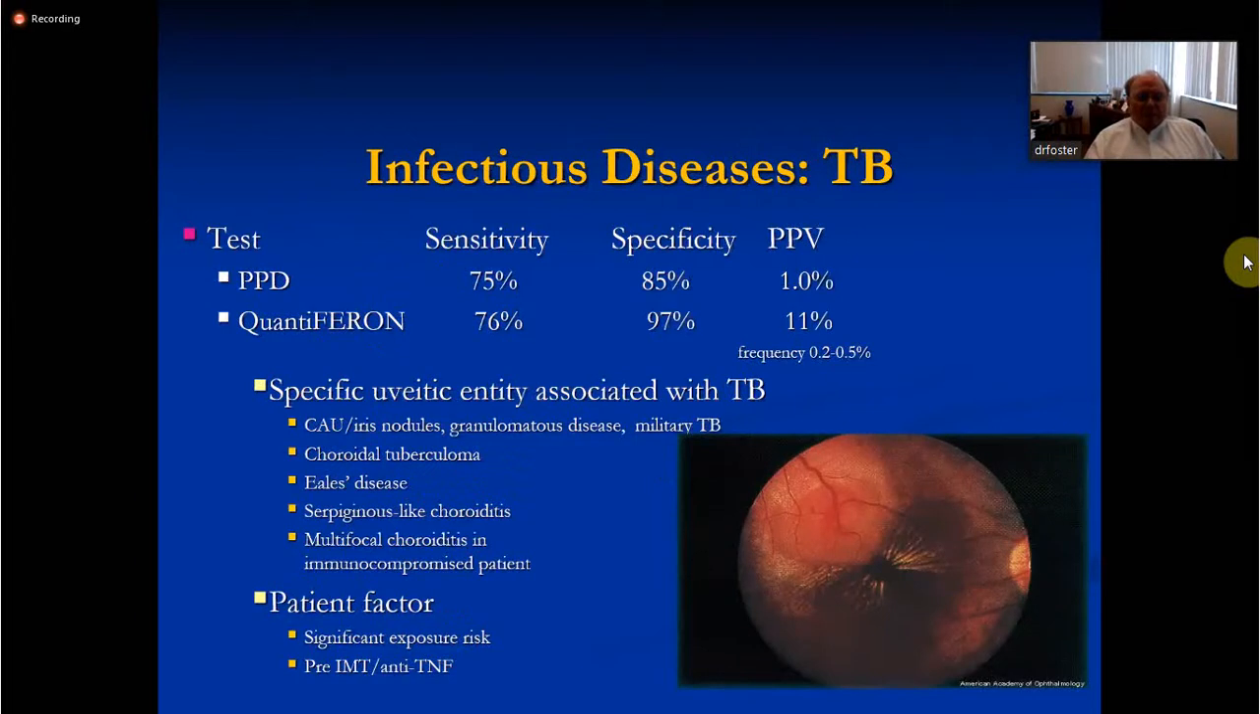What about TB? Well, it's not a common cause of uveitis, but like syphilis, it's out there and it can cause uveitis. My test for TB is the QuantiFERON Gold test. It's highly specific, and we don't do much skin testing, but we screen everybody with QuantiFERON Gold.